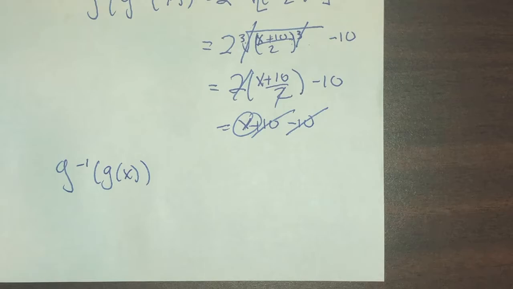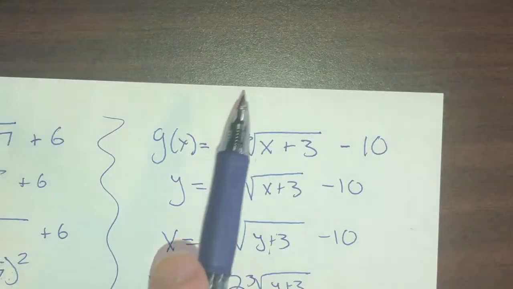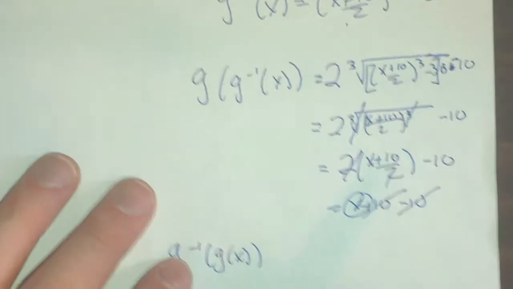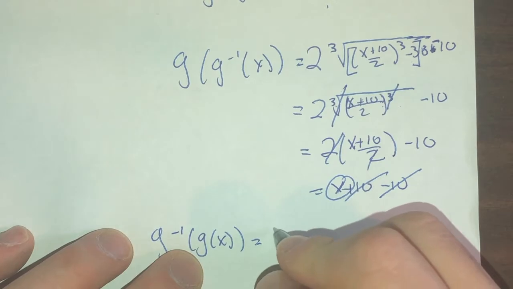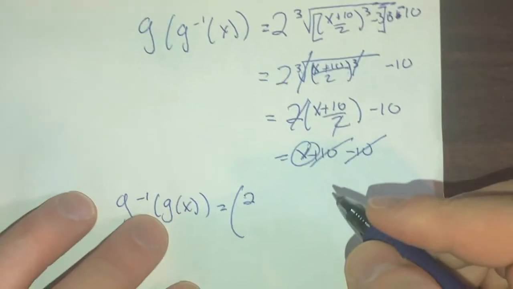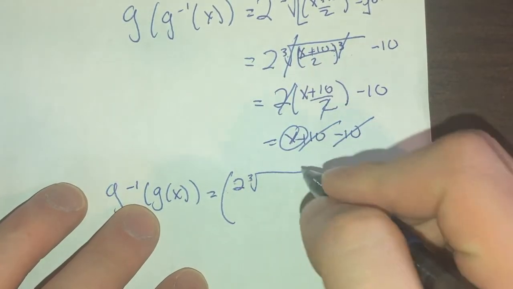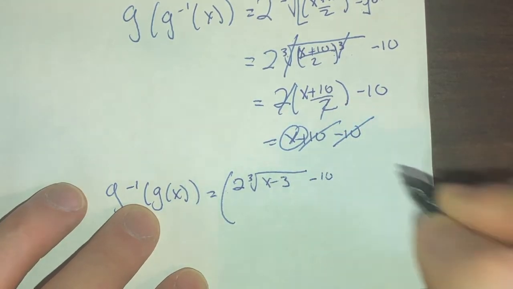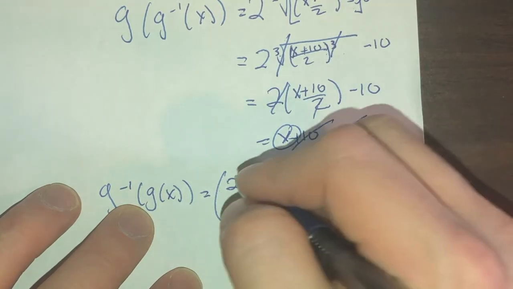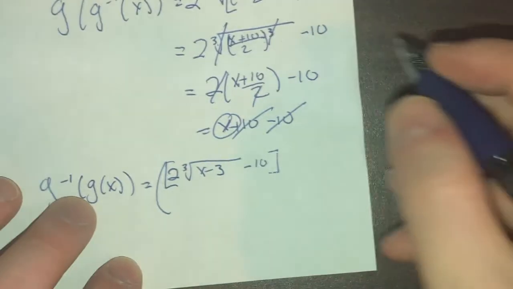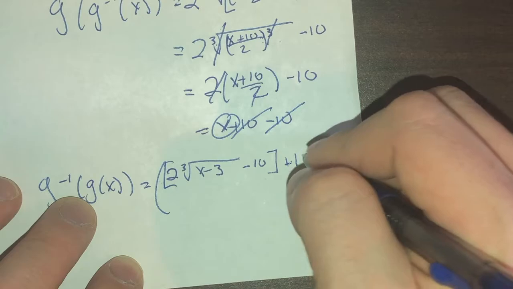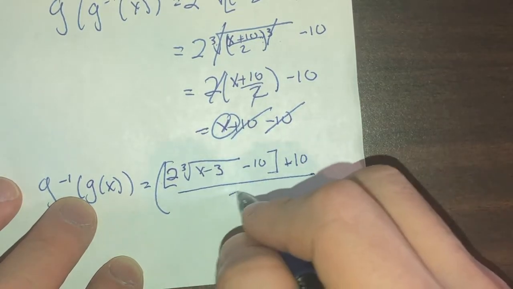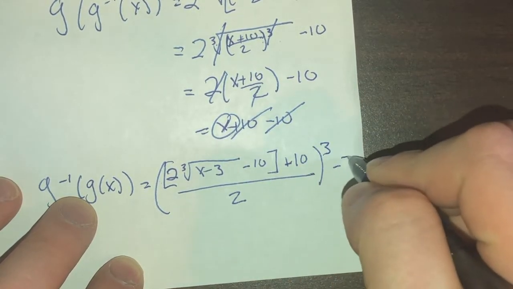Okay, if this is equal to x, they're inverses for sure. So now I'm going to take the original, I'm going to plug it in. All right, here I go. So I have 2 times the cube root of x minus 3 minus 10. Okay, that's what x is. Plus 10 over 2 cubed minus 3.